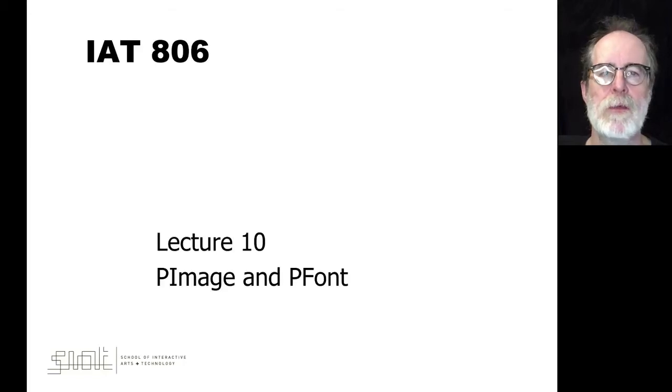This is IAT 806, Lecture 10, and what we're going to talk about in this lecture is PImage and PFont, which are methods of accessing images from image files you might have, also for accessing the pixels on the screen and doing something with them. And the PFont is about dealing with reading fonts in and drawing text in your processing window using whatever font you specify. So let's get started.